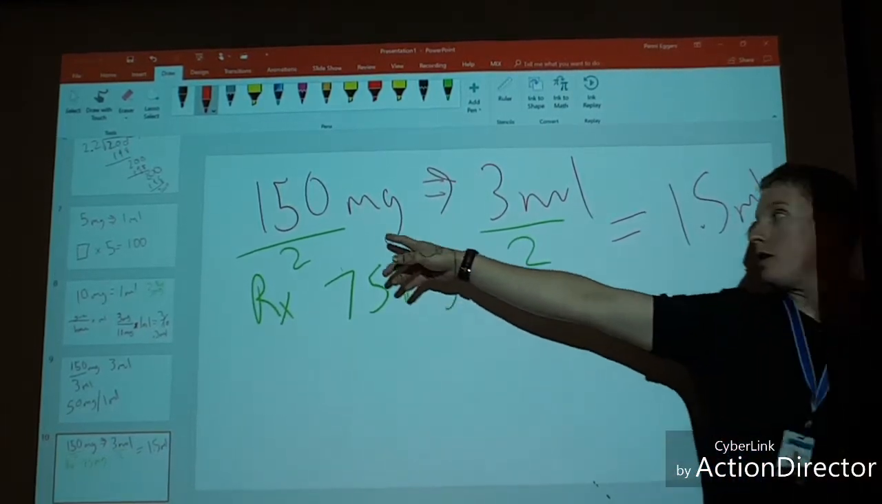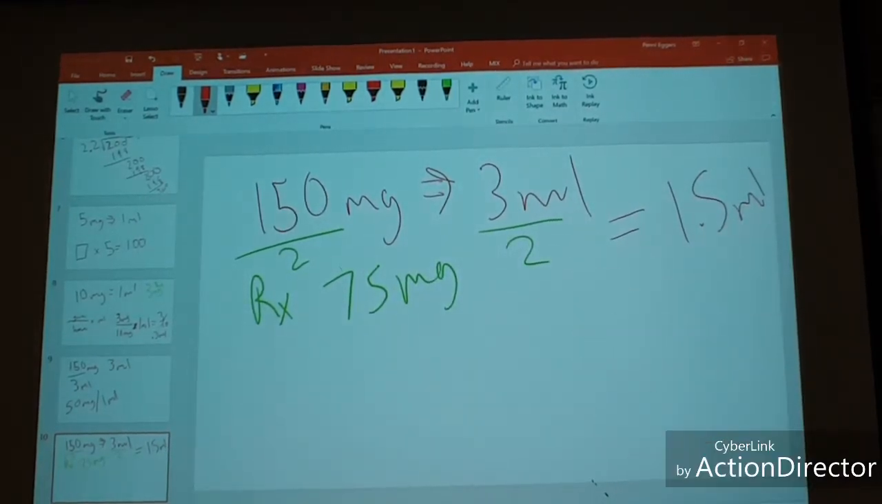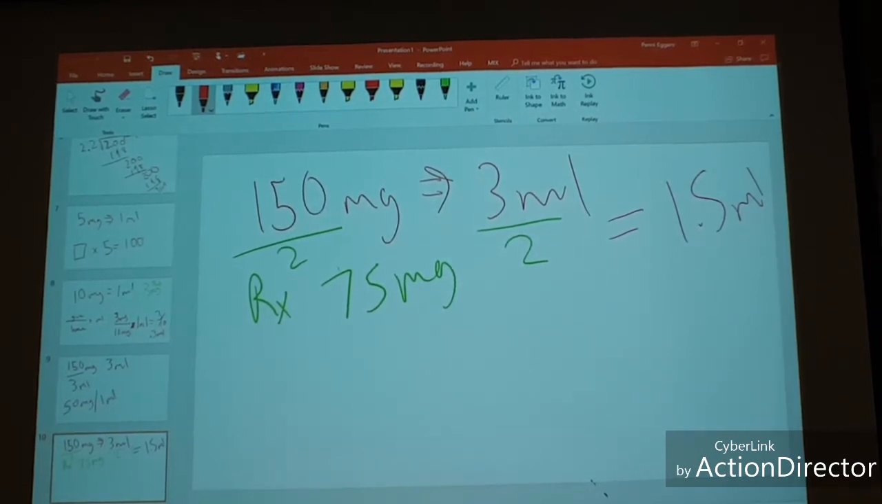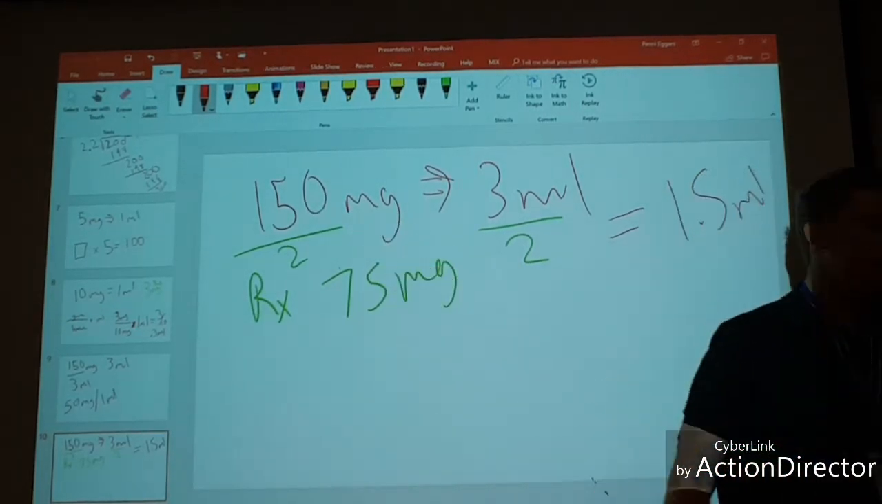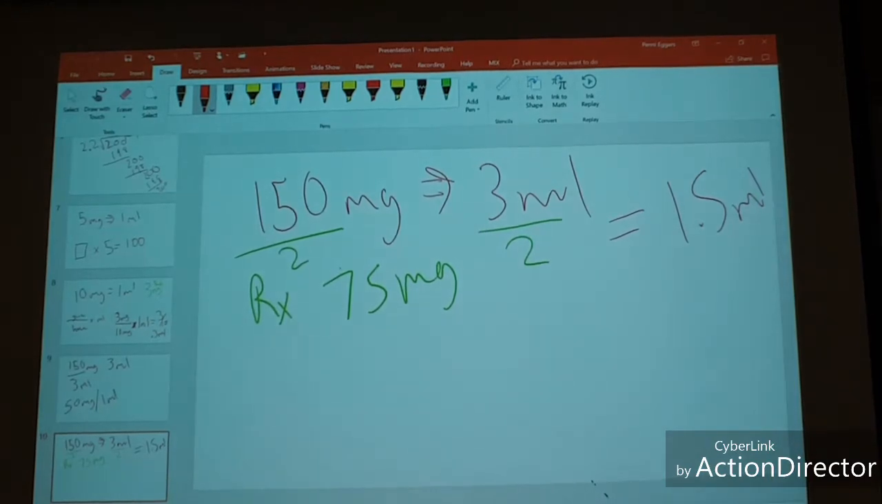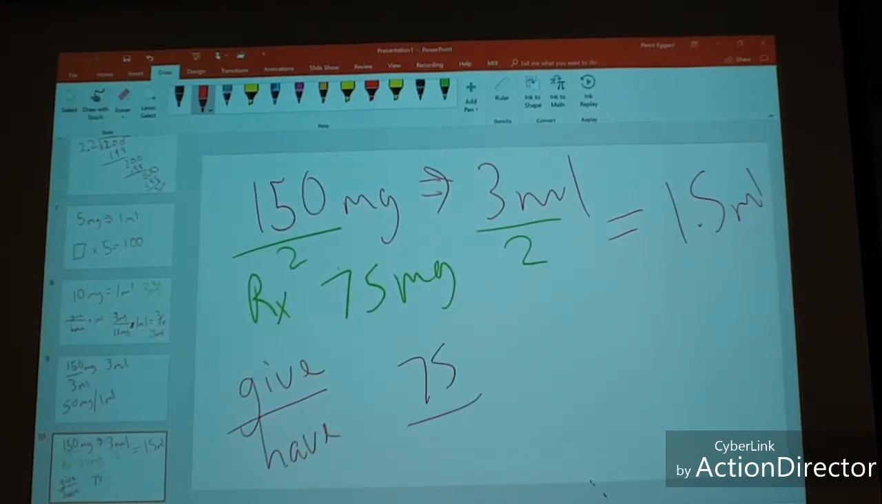Again, this was give over have, times the total mLs. Where did the 75 come from? 75 was your prescription. That's how much you were ordered to give. It's not too bad when we can easily figure out the math like this, but for those of you who really need to know the formula, it's always going to be give over have. So I need to give 75 and I have 150. I times that by my mLs.